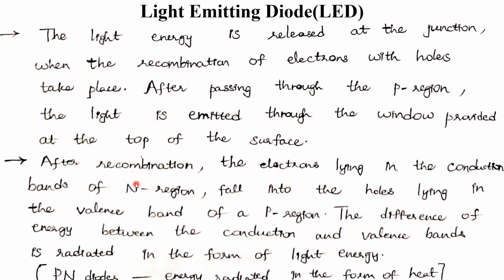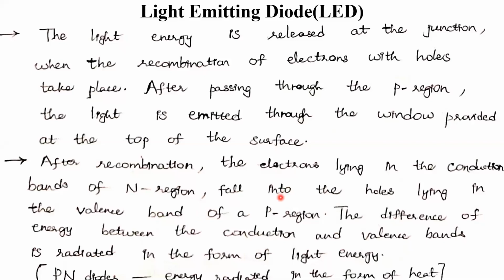After recombination, the electrons lying in the conduction band of the n region fall into the holes lying in the valence band of the p region. The difference of energy between these two charge carriers, between the conduction band and valence band, is radiated in the form of light energy. That difference I am going to obtain in the form of light energy here.